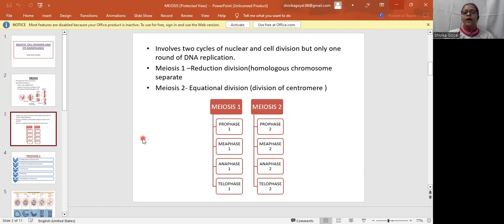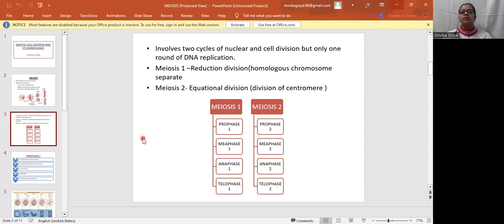For example, if you have 46 chromosomes before DNA replication, then after DNA replication also you are going to have 46 chromosomes. But the amount of DNA doubles. For example, if those 46 chromosomes all together have 12 picogram of DNA, then after DNA replication, those 46 chromosomes all together have 24 picogram of DNA. So you can see here 12 to 24. The amount of DNA doubles, but the chromosome number remains same.